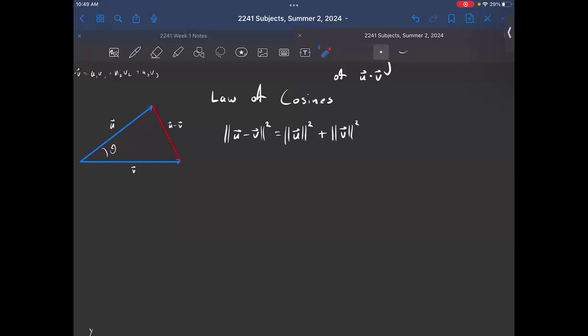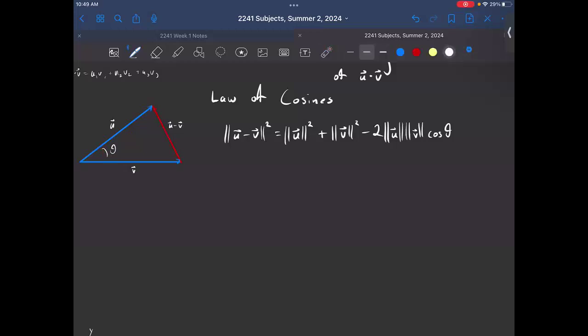And this looks like the Pythagorean theorem, but the law of cosines says, not quite. You have to have this little error correction term where you subtract off twice the length of u times the length of v times the cosine of the angle between them. All right, the cosine of the angle on the opposite side to the side we're interested in.